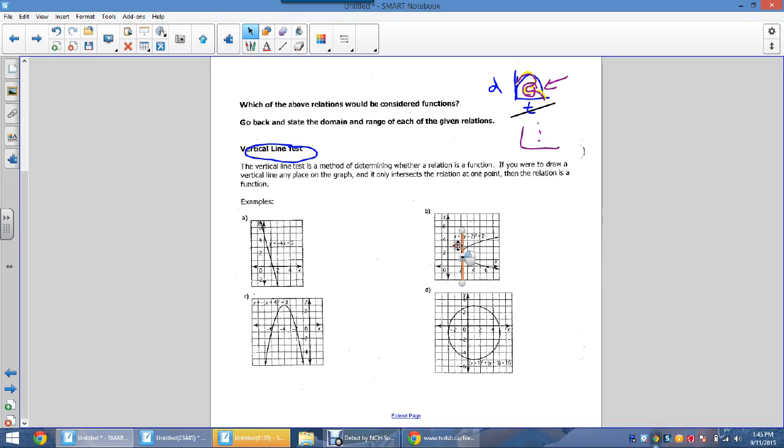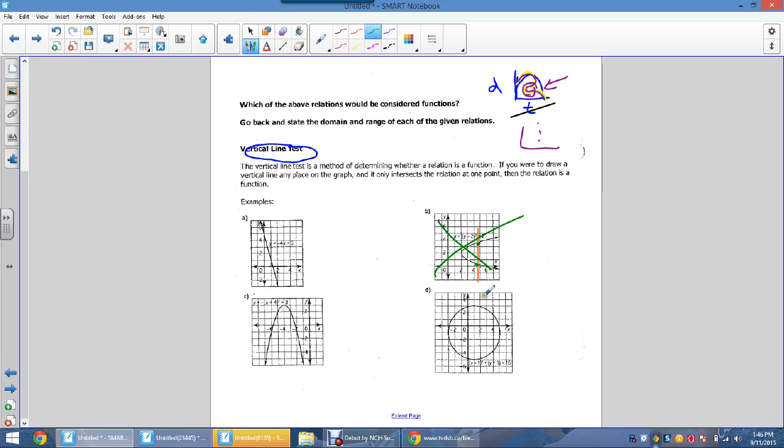Over here, this sideways parabola, when I drag this line and leave it right here, you notice that at a bunch of different points, and it only has to happen once, but at a bunch of different points here, I'm crossing my graph twice with my vertical line. So it fails the vertical line test, so this is not a function.